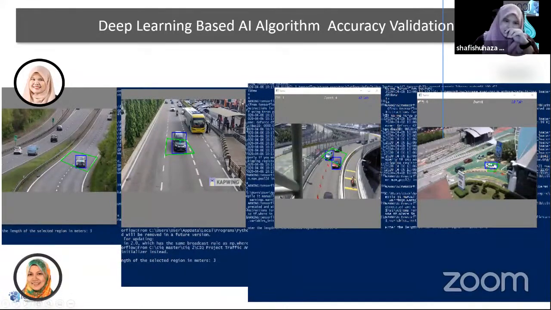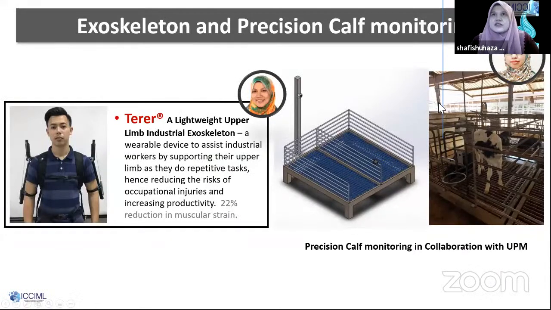Right, so next is agriculture. In agriculture, Dr. Hazlina has involved herself with an exoskeleton for palm oil workers doing repetitive work. Okay, meanwhile, Dr. Uzwa's project is on calf monitoring, in collaboration with another university in Malaysia, UPM.